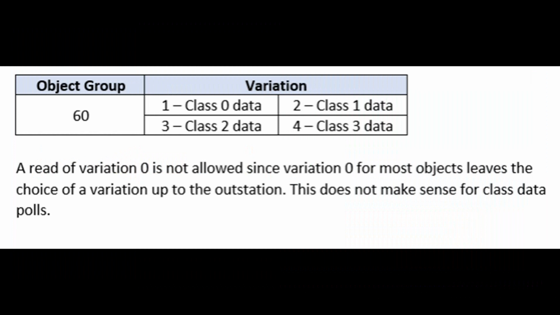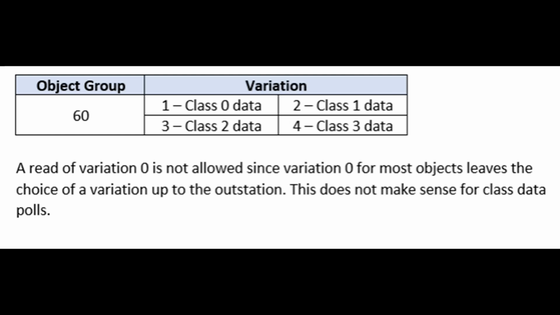Object group 60 is used to read poll class data. This object can appear in a request only. A class poll can request data from one, all, or any subset of the four classes. The response to a class poll returns a series of object headers for each object in any of the requested classes. The class object does not appear in a response.